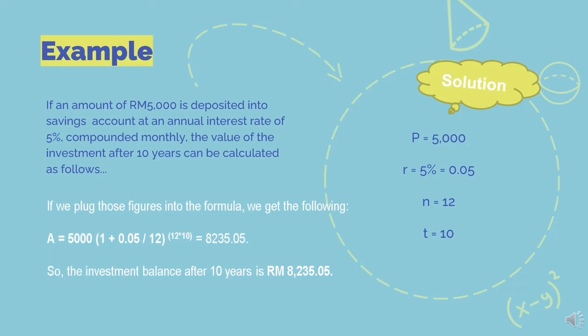So, if we plug those figures into the formula, we get the following. A = 5,000 multiplied by (1 + 0.05/12) to the power of 12 multiplied by 10. The answer we get is 8235.05. So the investment balance after 10 years is RM8,235 and 5 cents.